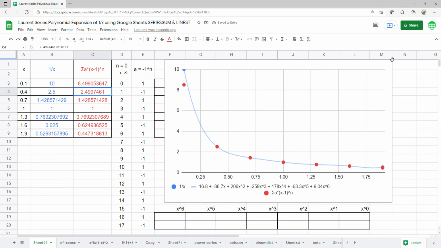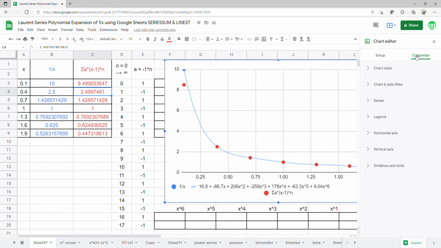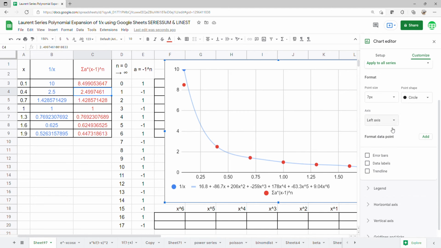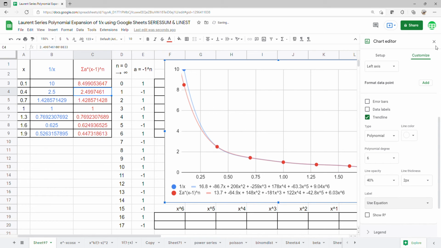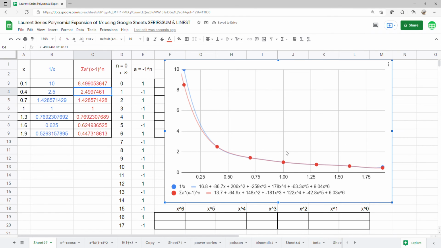And we show the polynomial. So edit chart, series, trend line, the type polynomial, the degree 6. And for the label, use the equation. Now we have the polynomial, and there's an error here because this is only an approximation. This Laurent series is also an approximation.